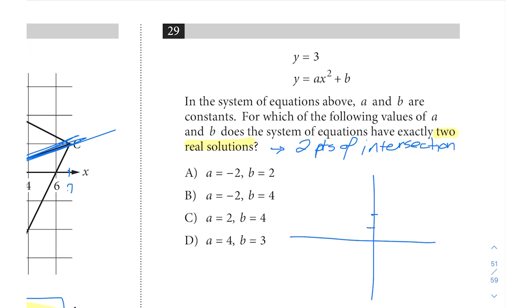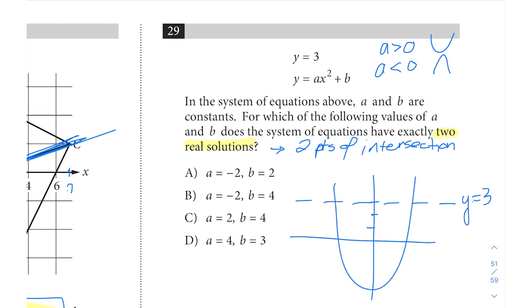And if we have y equals 3, that's going to be a horizontal line here at 3. So this is our line for y equals 3. Now for a parabola, it's important to note that here A is going to tell us which direction it's facing. So in this case, if A is greater than 0, if A is positive, it'll face up. And if A is negative, it'll face down. And then B is going to tell us our y-intercept. So basically you could think of that like a vertical shift.